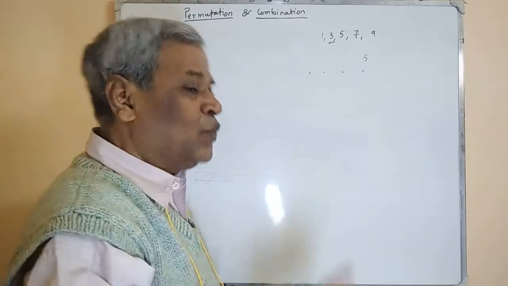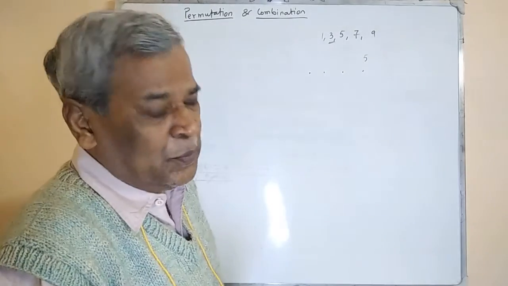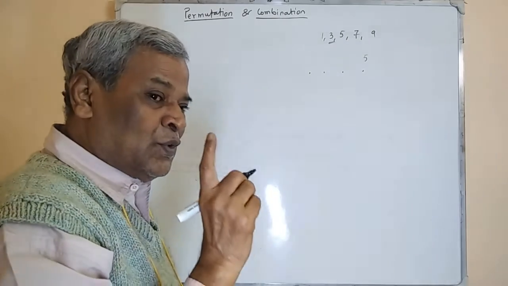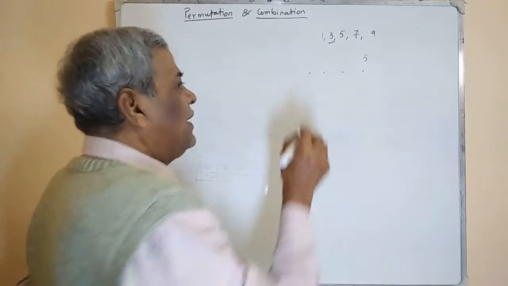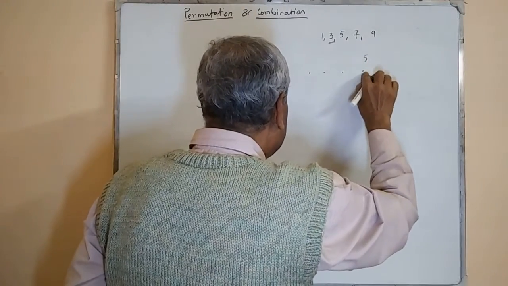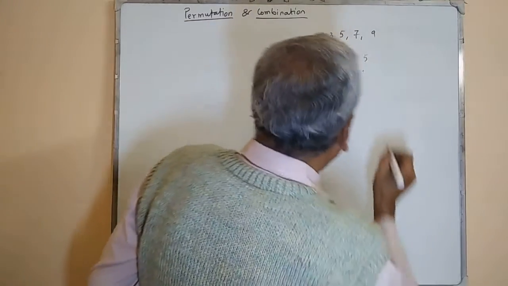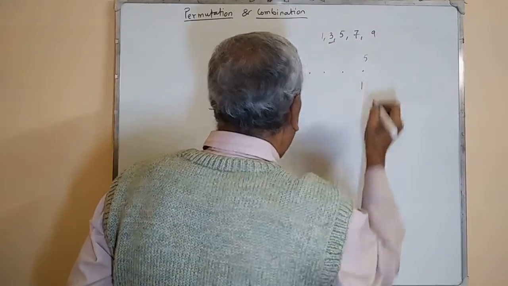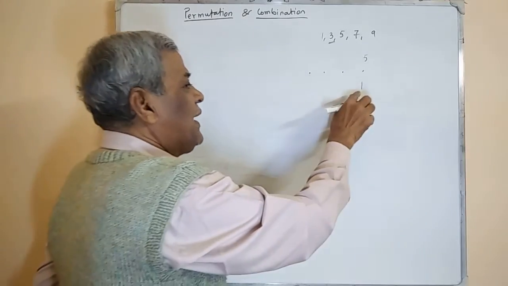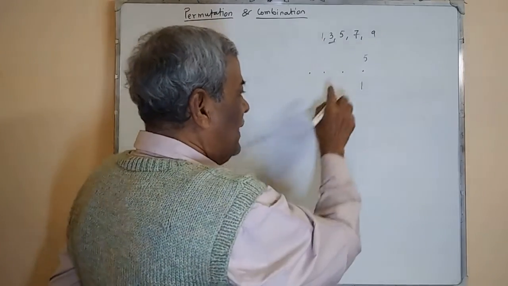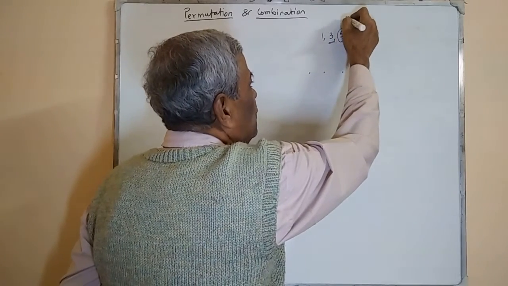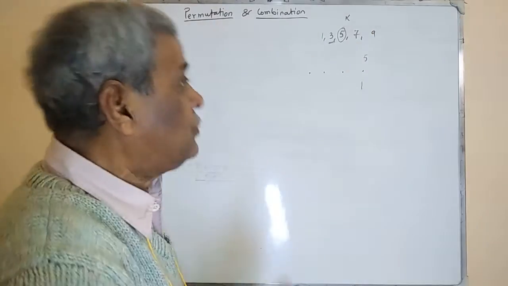So, in this case, one restriction is there, that is in the unit position. First of all, you try to fill up this position. This position can be filled up by 5, only one way, no other alternative. After filling this position, this digit is already used. We cannot use it anymore.